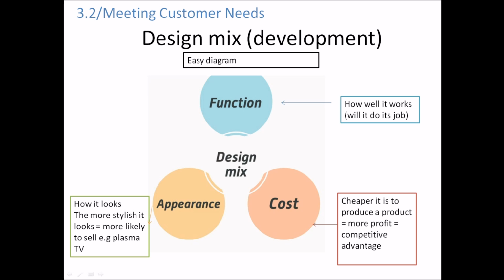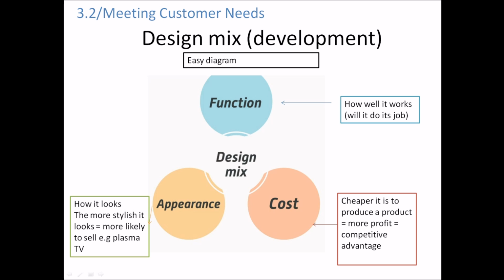Okay, so first of all, the business must look at the function of the product, how well it works, does it do its job, etc., etc. Next of all, it looks at the cost, and this is it cheap to produce? If it is cheap to produce, that means we'll make more profit, we being the business. That means we'll get a competitive advantage. Okay. Then they look at the appearance, and this is how it looks. The more stylish it looks means the more likely they'll sell.